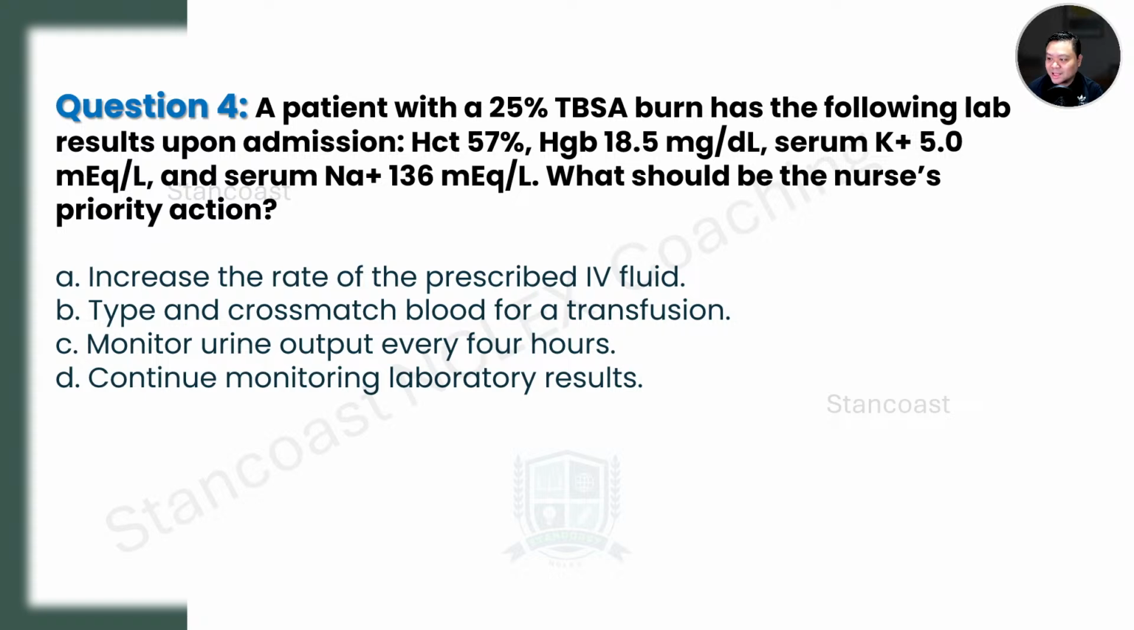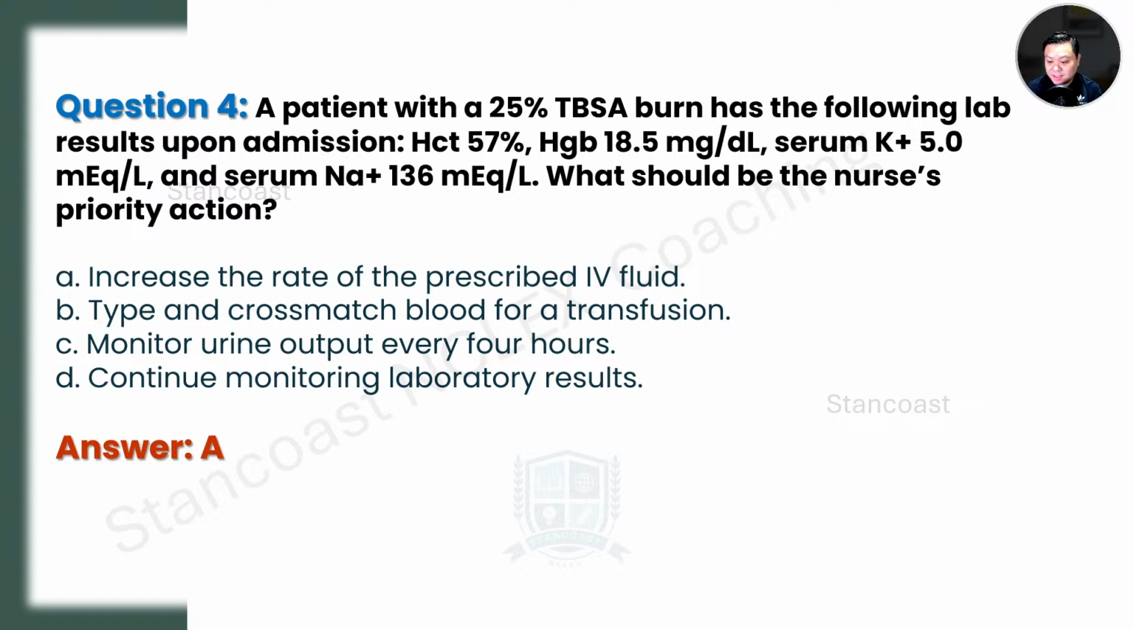Take a look into the lab values here. Hematocrit 57, hemoglobin 18.5, and potassium of 5.0. What is your action this time? Your answer should be letter A. The elevation of the patient's hematocrit and also hemoglobin, these are actually signs that there is concentration of their blood cells. This suggests that the patient is having dehydration, right? So increasing the IV fluids will help prevent hypoperfusion to the tissues.